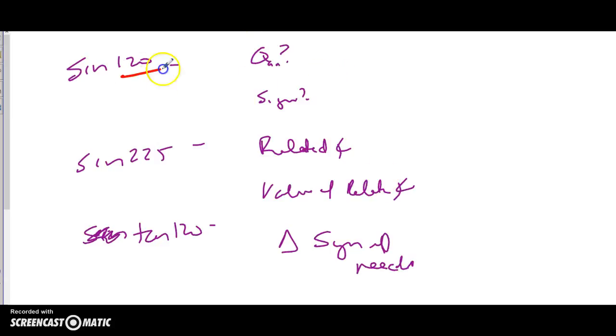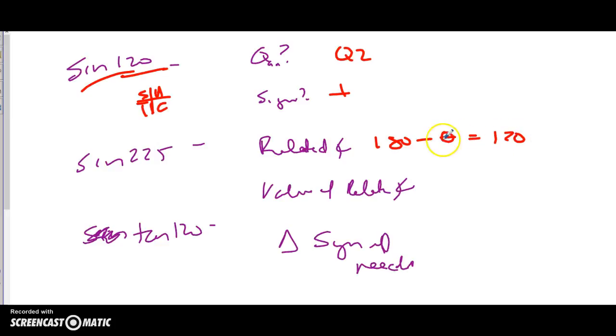Okay, that's if needed. So let's change my color here. Let's go red. So remember, here's CAST law. I'm going to need this. 120 is in the second quadrant. It's between 90 and 180. So I'm in Q2. Quadrant 2 for sine is positive, right? Quadrant 1, quadrant 2, it's going to be positive here. Related angle, I go 180 minus theta is equal to 120. So 120 was an angle that I have. I want to figure out what the related angle in the first quadrant is. And that's theta is equal to 60.